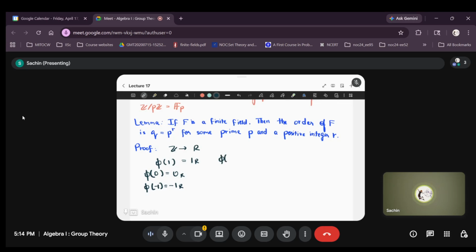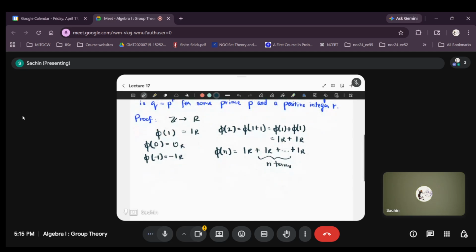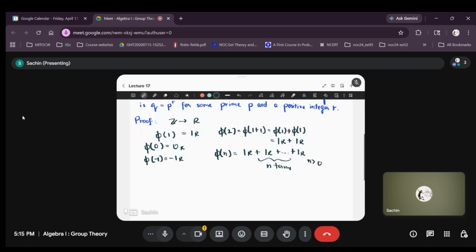So then phi of 2 was phi of 1 plus 1, which is phi of 1 plus phi of 1, which is 1_R plus 1_R. Similarly, phi of n was 1_R plus 1_R, n terms, where n is greater than 0. If it was negative, you would add minus 1_R, n terms.